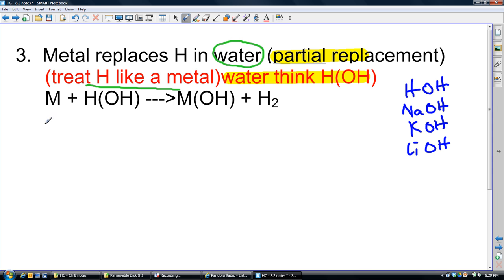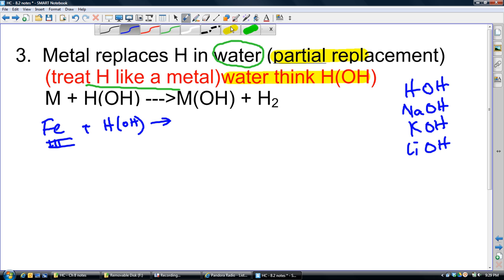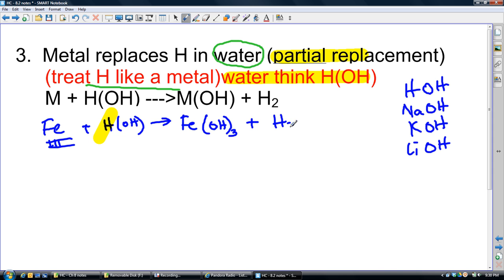So here let's say I take iron. Let's say it's iron 3, just for our example here. And we react it with water. What's going to happen is that metal is going to trade places with some of the hydrogens. And the reason we write it as HOH, we're basically saying it's going to trade places with that first hydrogen. So we're going to get iron bonding with hydroxides. Now iron's a +3, hydroxides are a -1, Fe(OH)3, plus we're going to make hydrogen gas. Got to balance charges.